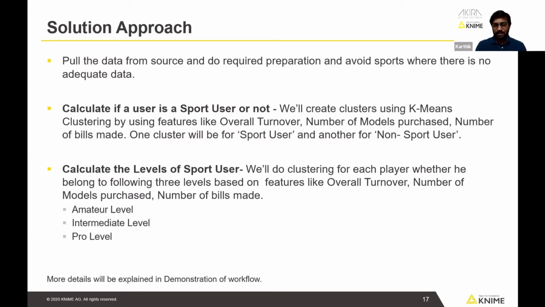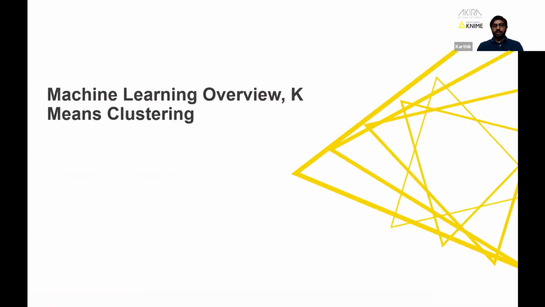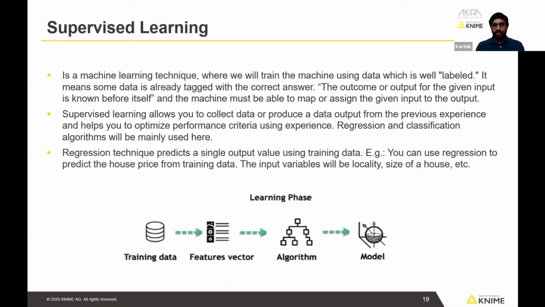Let's understand a little bit about ML and K-means, and then we go into the demo. So moving forward, machine learning. This is an overview of machine learning, so probably some of you already know about it. Supervised learning is one of the branches of machine learning, along with unsupervised, which we cover in today's session. Supervised learning primarily focuses on training the model with labeled data. So what is labeled here? Let's try to understand that.